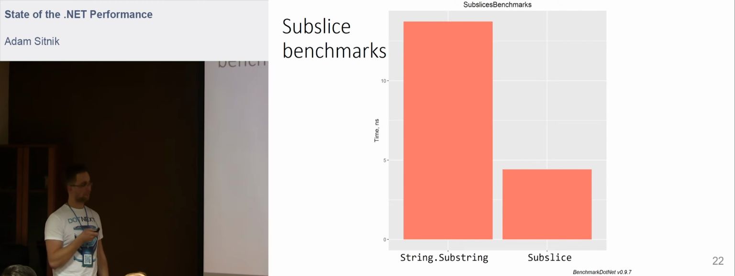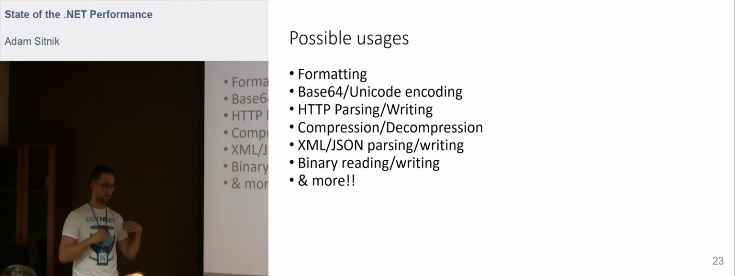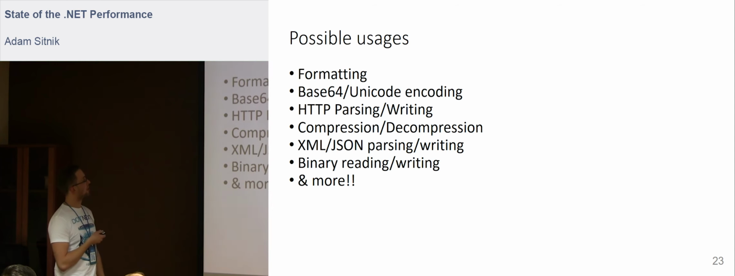It's much cheaper. And there are a lot of places in .NET where we get some big string and we make some smaller strings out of it. So for example, formatting, encoding, parsing HTTP requests, compression, decompression, JSON. Imagine that you have a huge JSON and it's a simple object with only one field that is a string. So today you would create a new big string and copy this whole field inside. With spans, the future JSON deserializers will just do the pointer arithmetic.